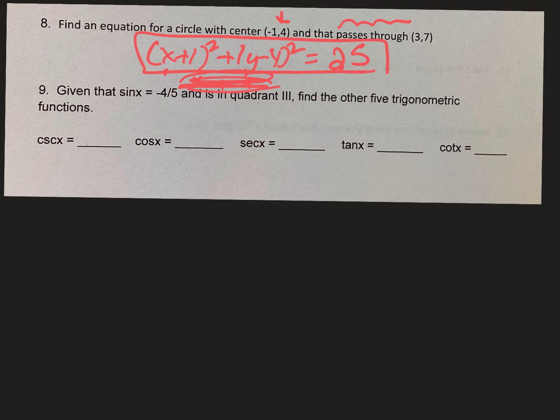All right, number 9, given that sine x is negative 4/5 and in quadrant 3, find the other 5. So first of all, cosecant is reciprocal of sine, so I know right away that's negative 5/4. Now, the other thing I know is that r equals the square root of x squared plus y squared.